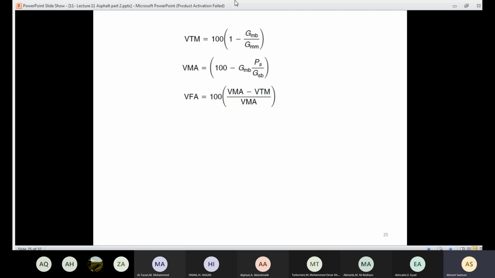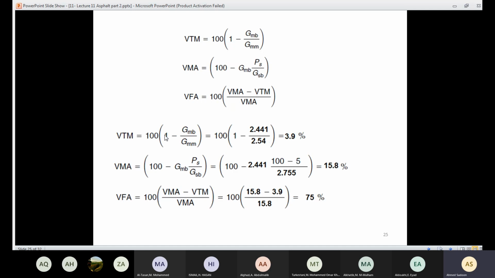So I'm going to use this formula again. I'm going to use VTM. VTM is 100% bracket 1 minus GMB over GMM. I already determined GMB and I already determined GMM. So I can easily just substitute my numbers in this formula and I'm going to get VTM. So it is going to be 1 minus GMB over GMM. I already determined GMB, which is 2.441. I have GMM, which is 2.54. So the VTM came out to be 3.9%.